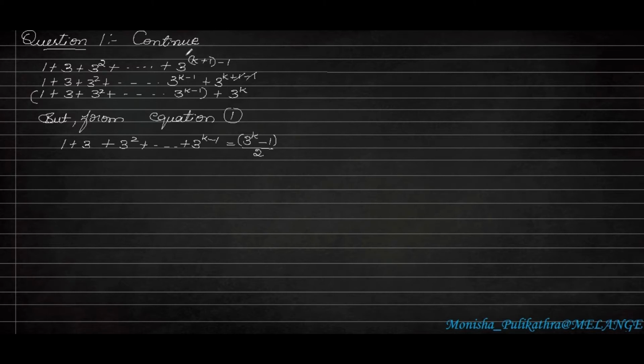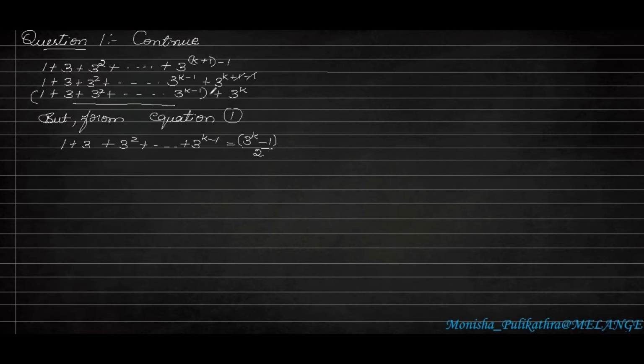So in any number there will be one previous number. So if k plus 1 minus 1 is the number, then the previous number will be k minus 1, right? So here k plus 1 minus 1 plus 1 minus 1 gets canceled. So up to here I will be grouping it as a section, plus 3 to the power of k. But from equation 1, there is an equation 1 in the previous slide. So from equation 1 we know that 1 plus 3 square up to 3 to the power of k minus 1 is equal to 3 to the power of k minus 1 by 2.